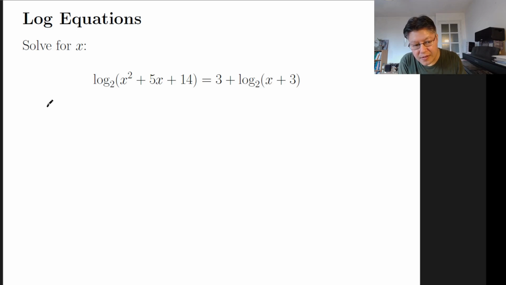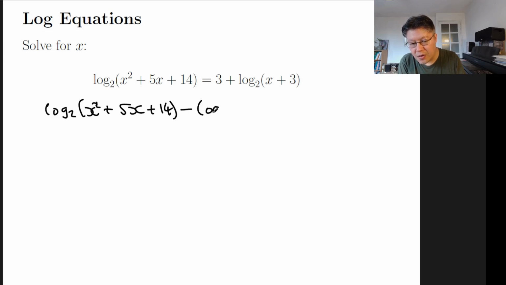So we'll get log base 2 of x squared plus 5x plus 14, and then minus, we'll minus this over, so that's log base 2 of x plus 3, and that equals 3. So now that we've got all the logs on one side and everything else without a log on the other side, we can now join up the logs. So we'll join this up using the subtraction rule.